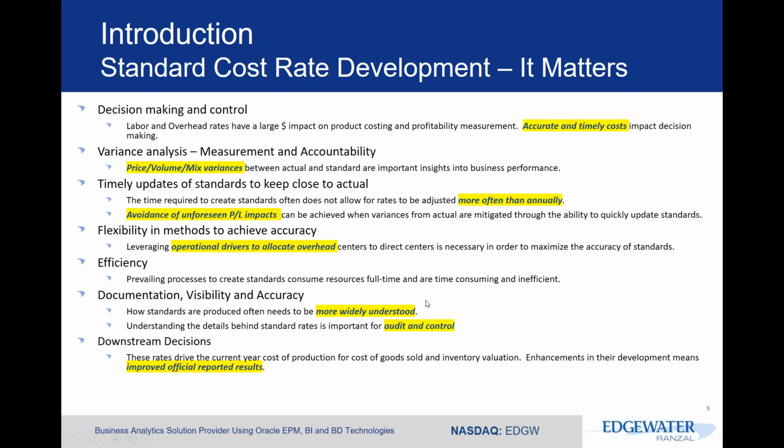And then there's the whole trail of visibility, accuracy, audit, and control. Standard rates, the basis for standard cost, can be somewhat of a black box as to where these rates come from. How are they developed? Are they meaningful? Are they understood? Can they be reviewed for control purposes? And finally, as we spoke a little bit before, these are part of the official reported results. So standard cost rates are important.